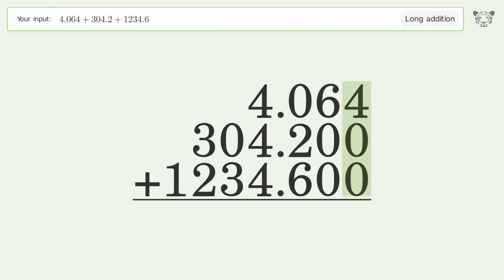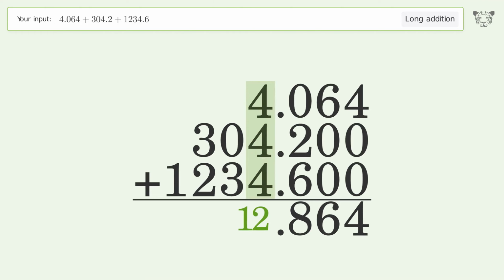4 plus 0 plus 0 equals 4. 6 plus 0 plus 0 equals 6. 0 plus 2 plus 6 equals 8. 4 plus 4 plus 4 equals 12. Carry 1 to the tens place.